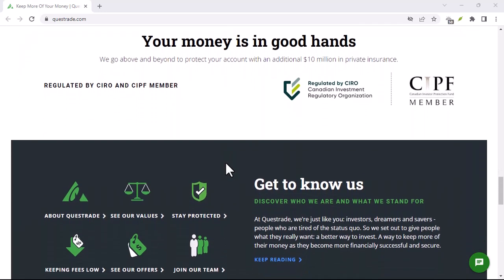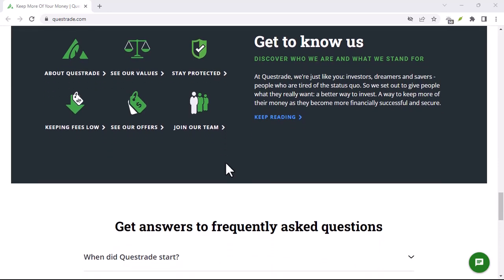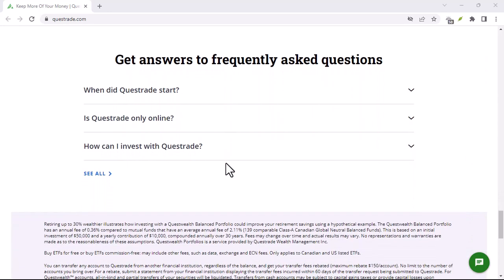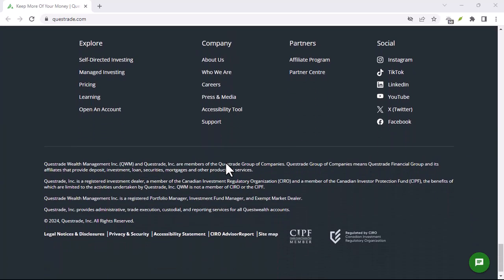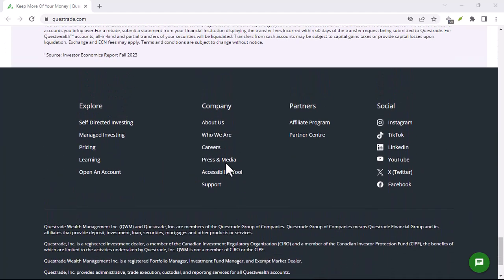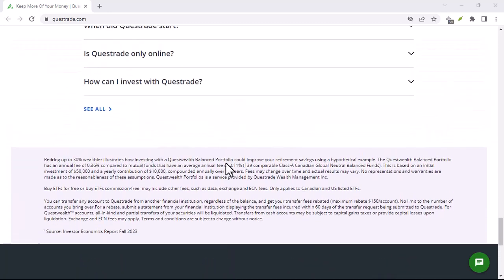If you're considering opening a Questrade account, it's important to understand the different fees that may apply. If you're an active trader, you may want to consider a self-directed account. If you're not an active trader, you may want to consider a managed account.